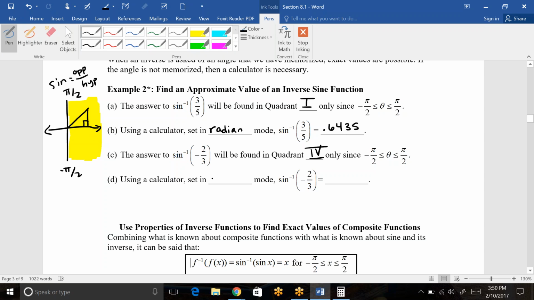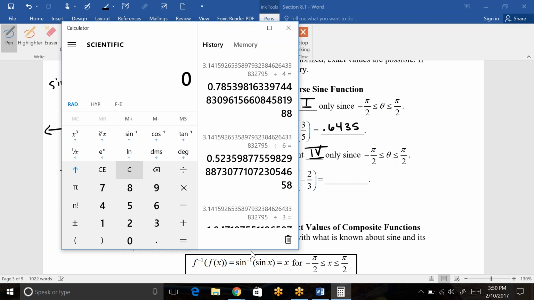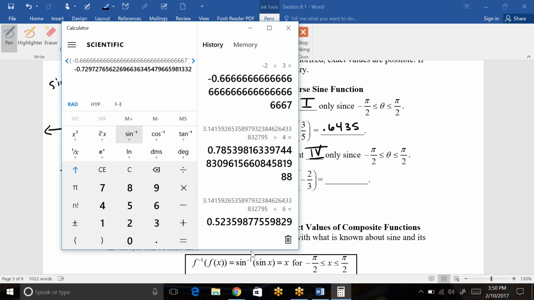So if we use our calculator in radian mode again, we'll be able to find an estimate for this. So we take 2, and it's negative, divided by 3. And then I'm going to use my sine inverse button again, and that's negative 0.7297.